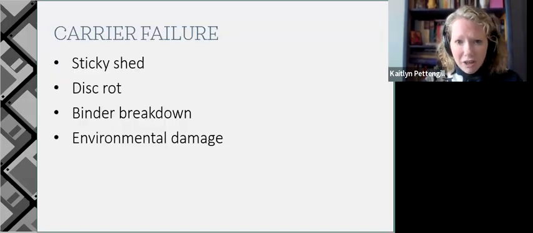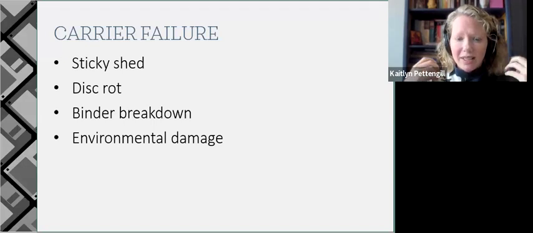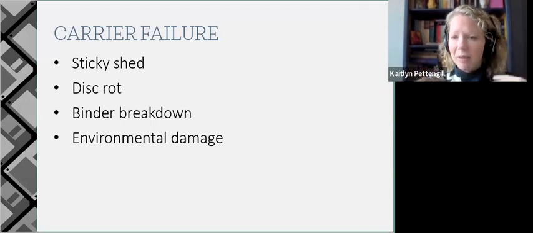So carrier failure, that's again the media, that's just lots of different terms for the same thing. But carrier failure refers to the storage medium itself when the physical object begins to degrade. So it's things like disk rot that I already mentioned. Binder breakdown can happen with film. Environmental damage can cause problems if you've got big fluctuations in temperature or in humidity.